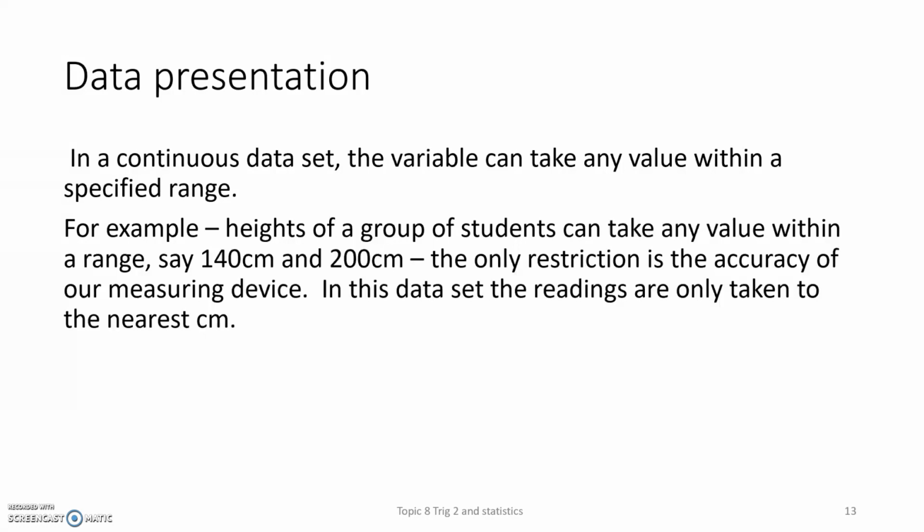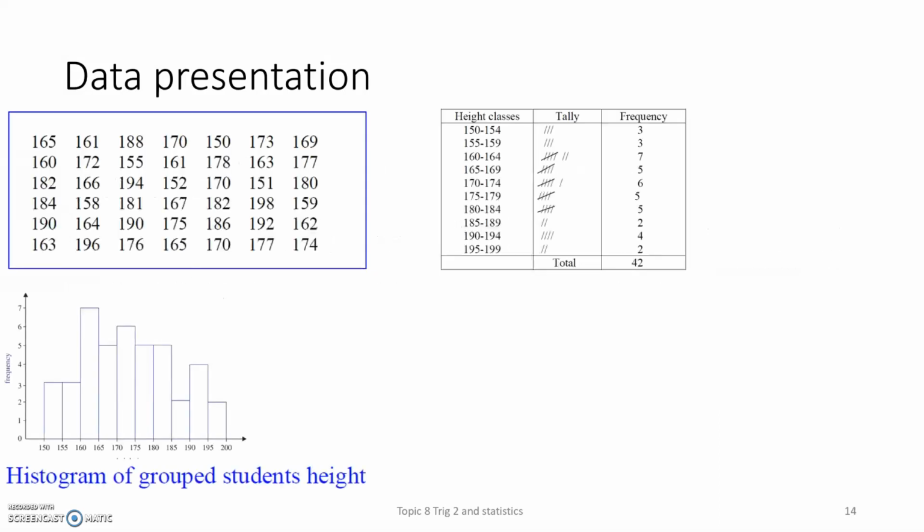Self-explanatory. Sometimes data can only take a specific reading. Heights can only take a value within, say, 140 to 200. The only restriction there is how accurately we can measure it. Here's some data that we looked at between, say, 140 centimetres tall and 200 tall.